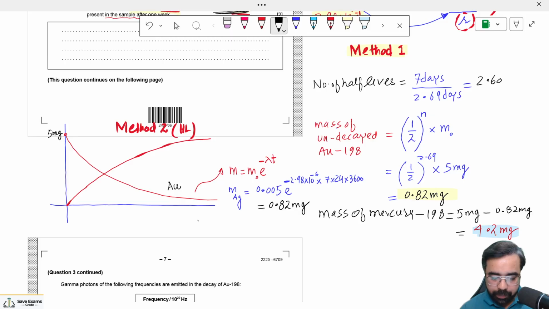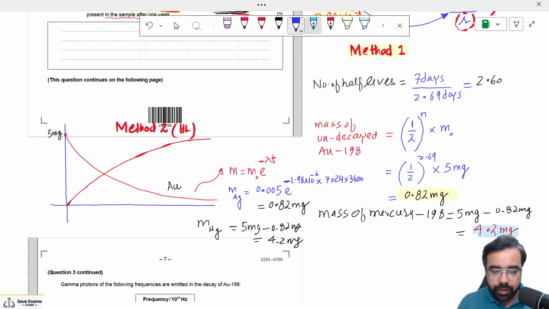So what will be the mass of mercury? That should be 5 milligram minus, once again the same thing, right? So 4.2 milligram. Okay, so it means that it is almost 4.2 milligram. Where, by the way, is it located? It is very close to this point, right? So this is the mass of mercury at 7 days. And if the mass of mercury is 4.2 milligram, then this should be the mass of gold, which is 0.82 milligram.